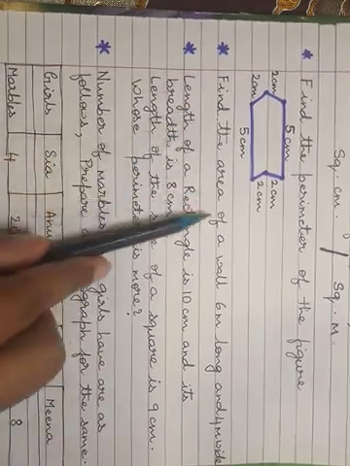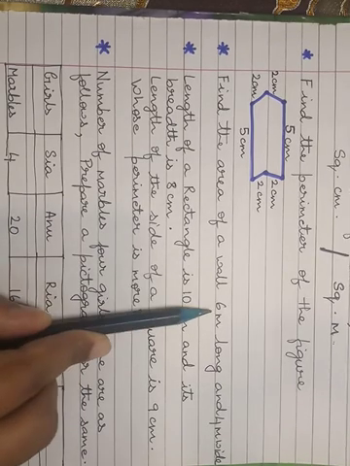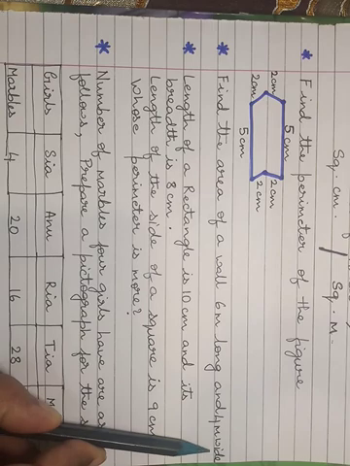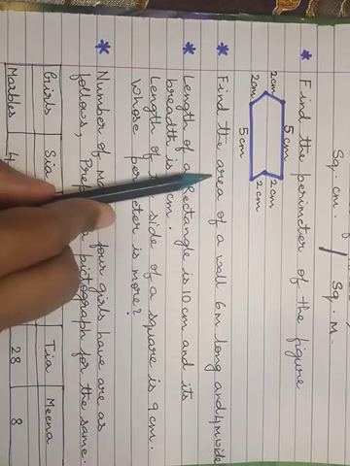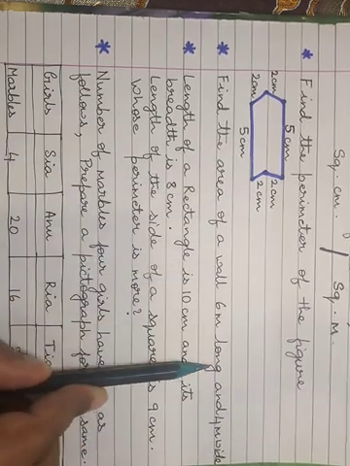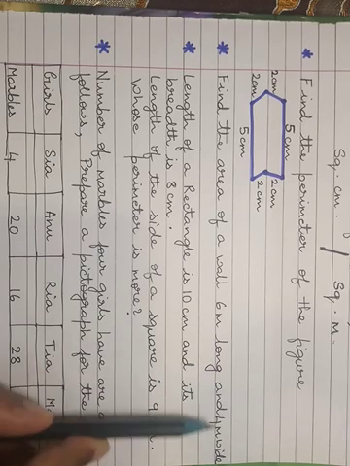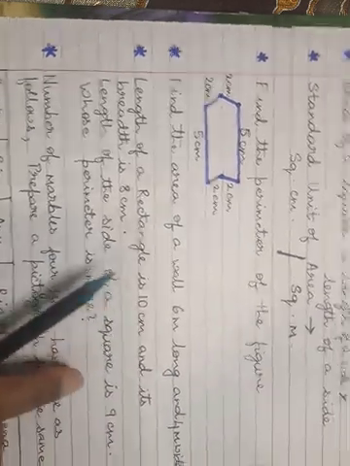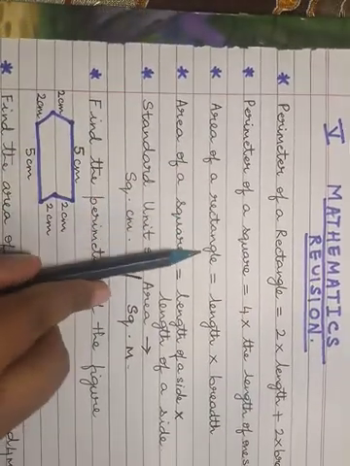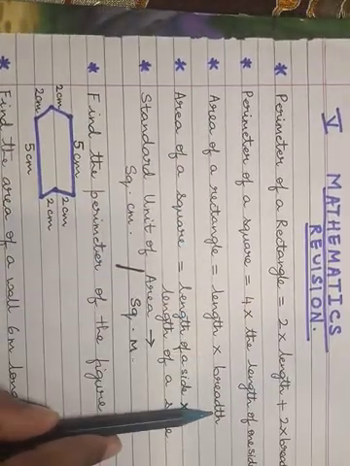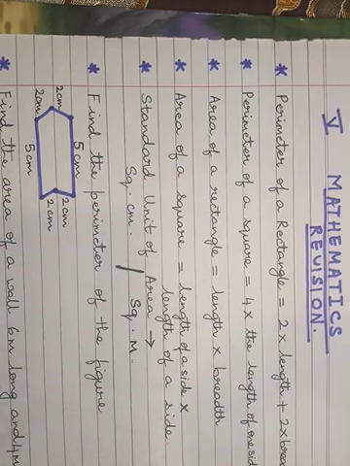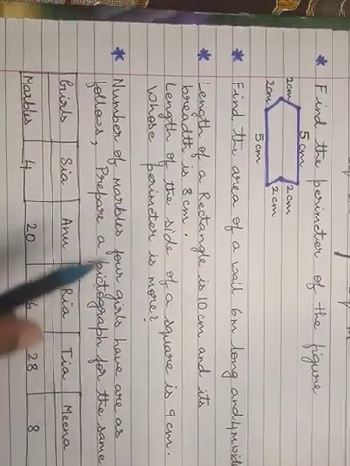Now, find the area of a wall that is 6 meters long and 4 meters wide. Since it is long and wide, you will use the formula for the area of a rectangle. There is length and breadth, so area of the rectangle is equal to length into breadth. We now move on to the next sum.